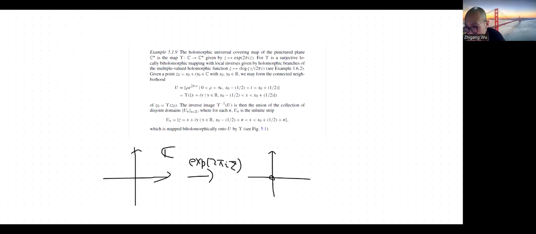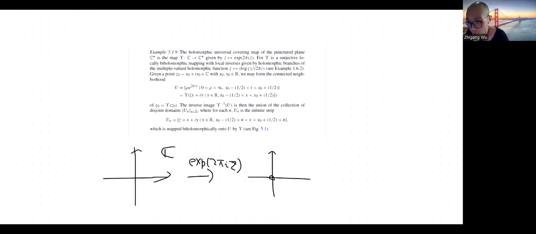So why is it surjective? Yes, it is surjective. And then it is locally biholomorphic. Why is it a locally biholomorphic mapping? Because the local inverse is given by the holomorphic branch of the log function.